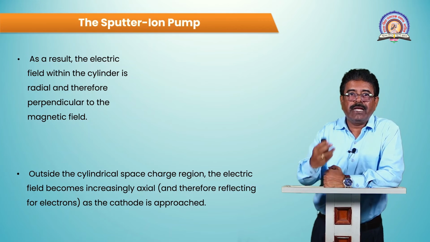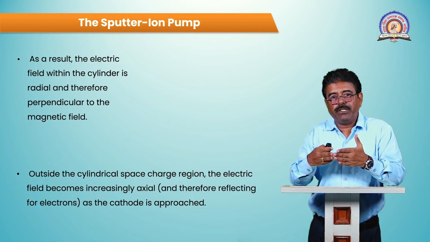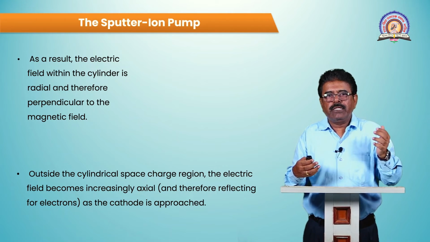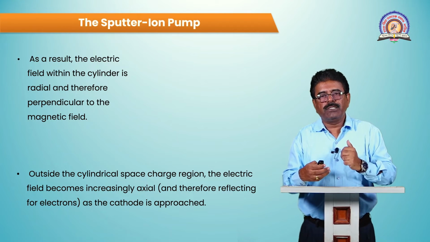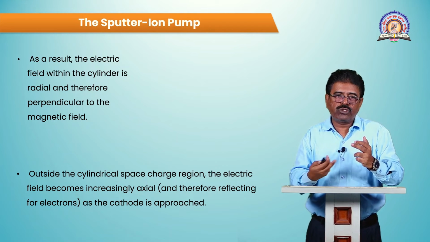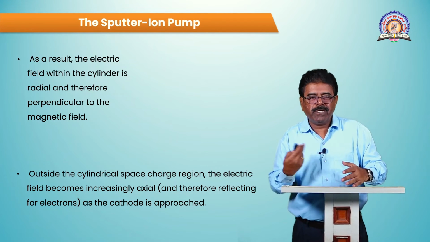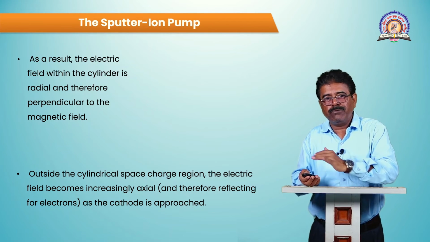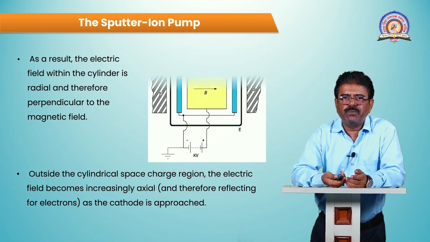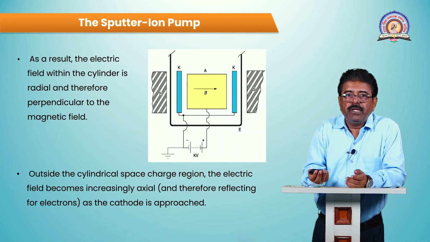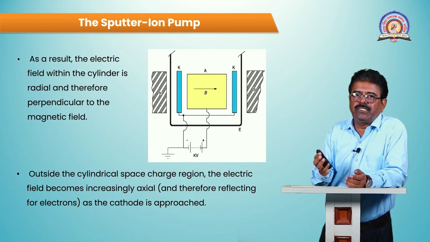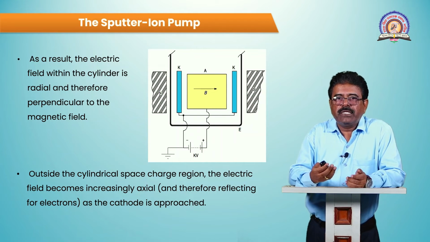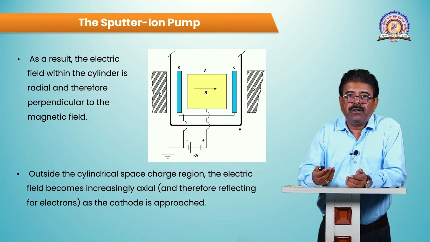The electric field is radial and therefore perpendicular to the magnetic field. So, electric field and magnetic field are perpendicular. Because of the electric field, the electrons will be accelerated, but they will not directly move toward the anode. There is a radial force because of the magnetic field, and therefore they will perform a spiral path. They will perform a number of collisions. Once the energy decreases, then finally they will discharge through the anode. Outside the cylinder space charge region, the electric field becomes increasingly axial and therefore reflecting for the electrons. So, in this particular case, they will not directly reach the anode.